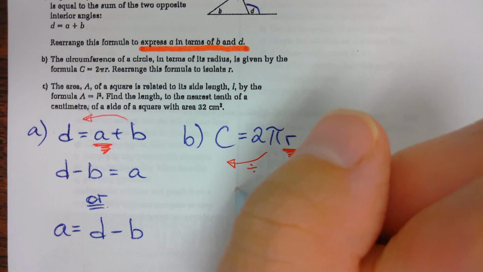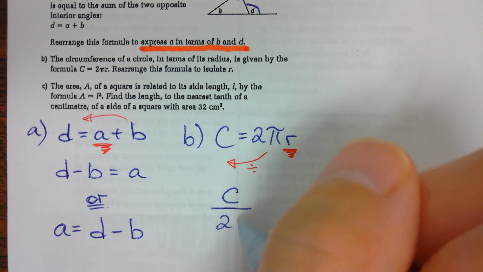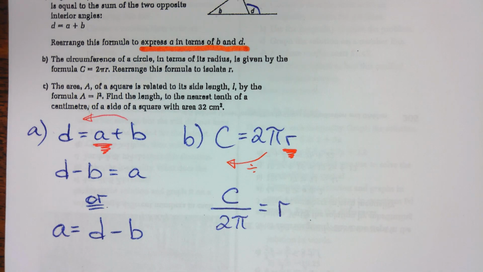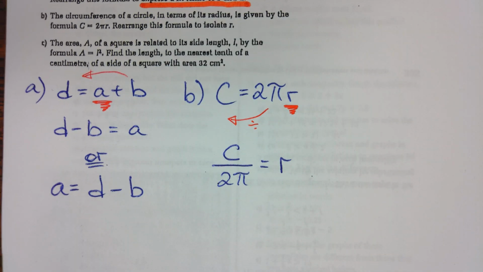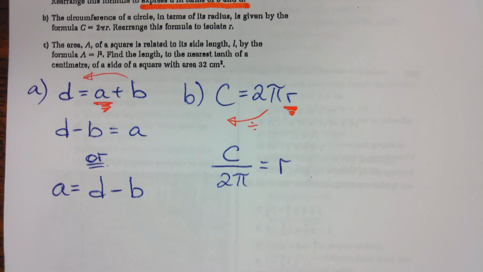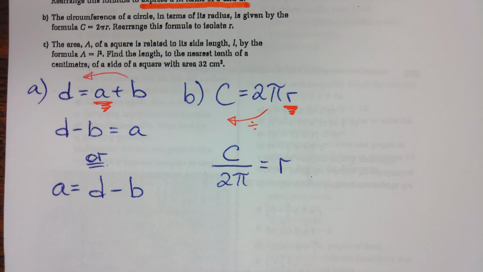So my equation is going to look weird, but it's not wrong. It's like this. Okay. You could divide by the 2 first and then divide by the pi, but when you do that, it's just the same. It's C over 2 pi. Remember, pi is just a number.